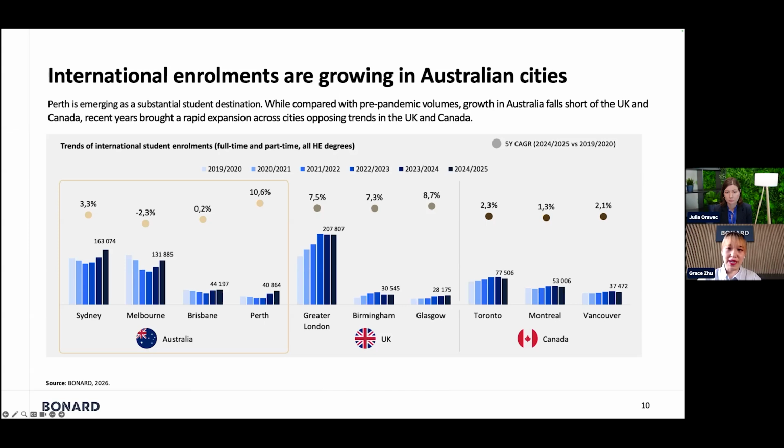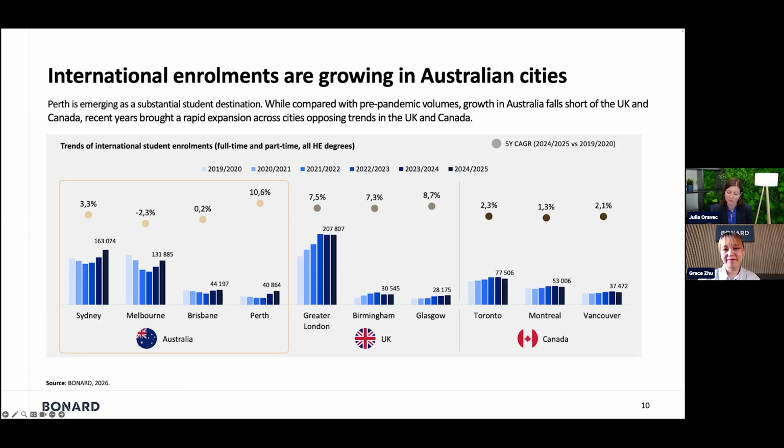To summarize my part, demand is stabilizing. The source markets are diversifying, and the policy is actively reshaping the student mix. With that as a demand backdrop, I will now hand over to Julia, who will walk us through the supply side of the equation. So over to you, Julia.